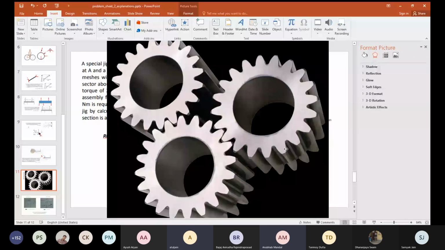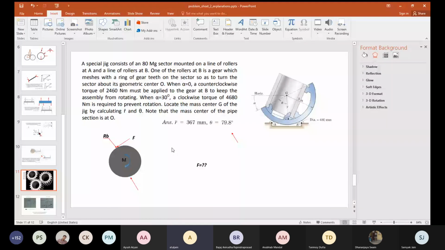So a gear actually looks like this. At B, the contact is something like this between the jig and the gear. When you have a contact like this, you will have a normal force and a tangential force. Because of the tangential force, when the gear rotates, the other structure will also rotate. So this gear B is rotating, which will cause the entire special jig to rotate. If I draw the free body diagram of the gear, I have a moment M that is applied, reactions RB, tangential force F, and the normal force.